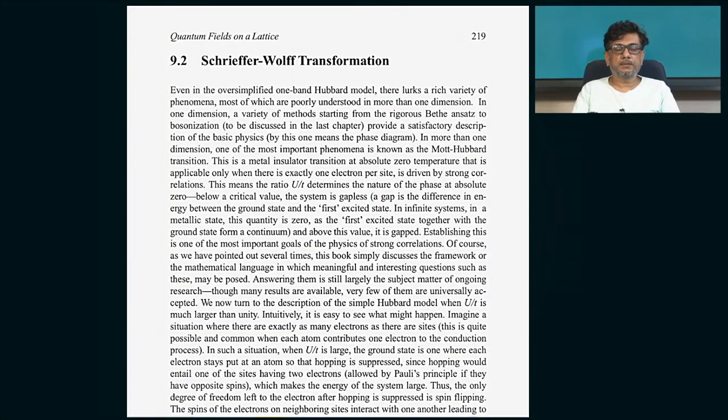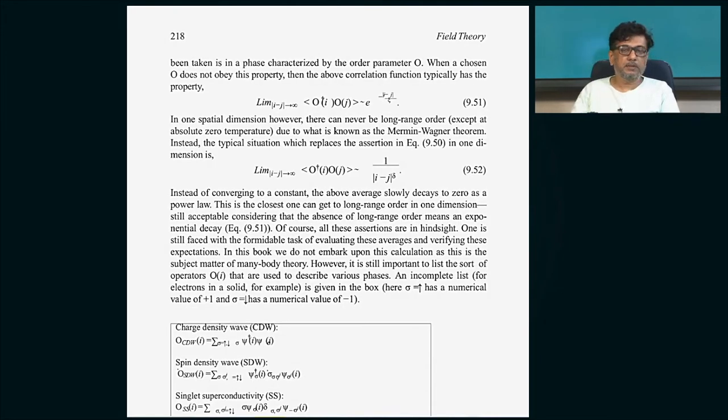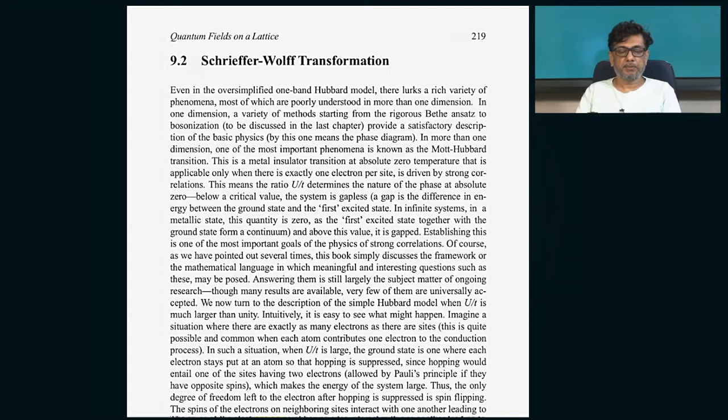Okay, so in this lecture, I am going to discuss a new topic, which is the Schrieffer-Wolff transformation. If you remember, in the last class, I had stopped at the stage where I pointed out that you can introduce certain operators called order parameters, whose non-vanishing expectation value signifies the existence of various interesting phases. The next topic, which will conclude this chapter, explains how to transform this Hubbard model that we had encountered into a model that describes magnetism.